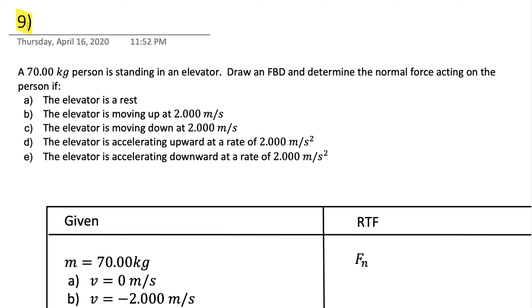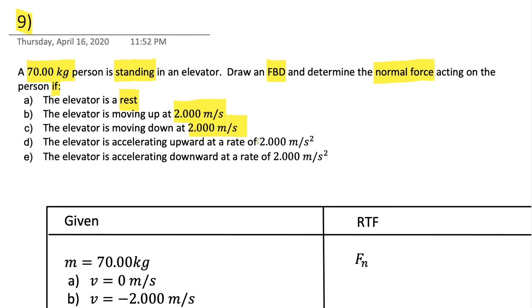Moving on to question number 9. A 70 kilogram person is standing in an elevator. We need to draw a free body diagram and determine the normal force acting on the person if the elevator is at rest, the elevator is moving up at 2 meters per second. Notice the units. The elevator is moving down at 2 meters per second.